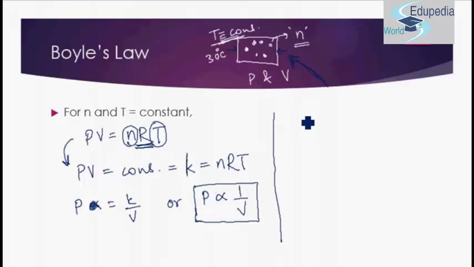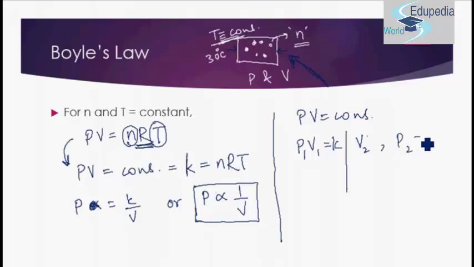The other way is, since PV is equal to constant, let's say the initial value of pressure was P1 and initial volume was V1. Now if I am changing the volume of my container to V2, then what is the pressure P2? This is a constant, I know that. Now volume has been changed to V2, then what is the pressure P2? Whatever its value is, I can say that P2 into V2 is also a constant, and it is the same constant nRT, because this equation still holds.